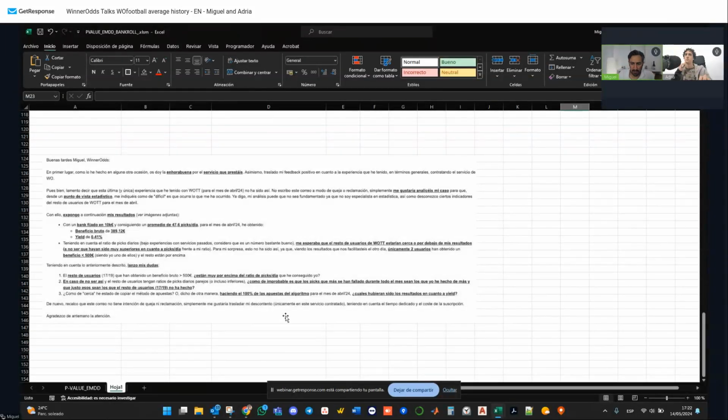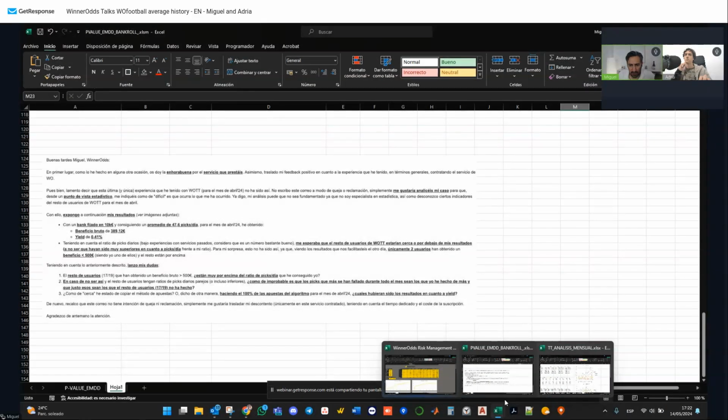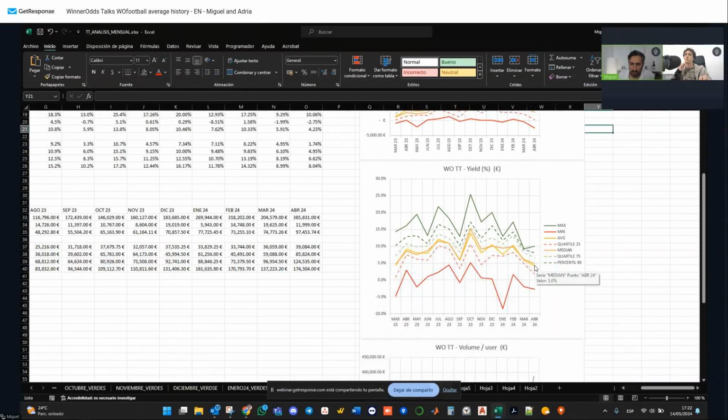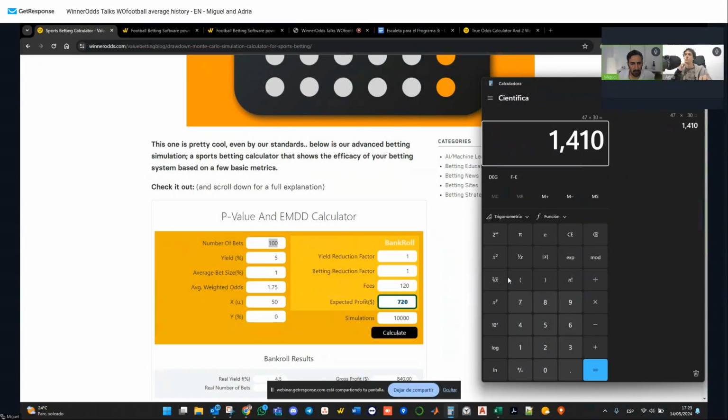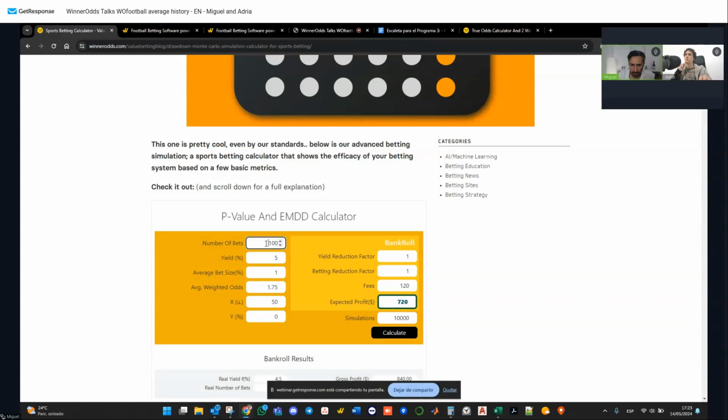Okay, so as this is a month sample, I will compare with the average yield of this month. The average yield in April has been around 5% for the 20 users that are placing bets on table tennis. So I compare period by period. If the average user has obtained 5% yield, then I place here 5%. The number of bets is 47 multiplied by 30, 1,400.